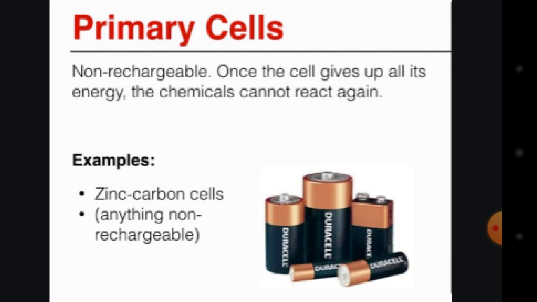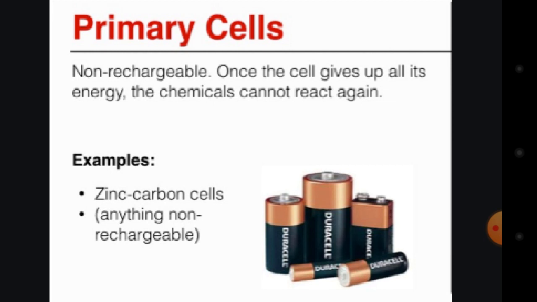A primary cell normally consists of cells which are non-rechargeable. When we say something is non-rechargeable, we mean it cannot be recharged. You cannot recharge it again. With primary cells, once the cell gives all its energy, the chemicals cannot rise up again.